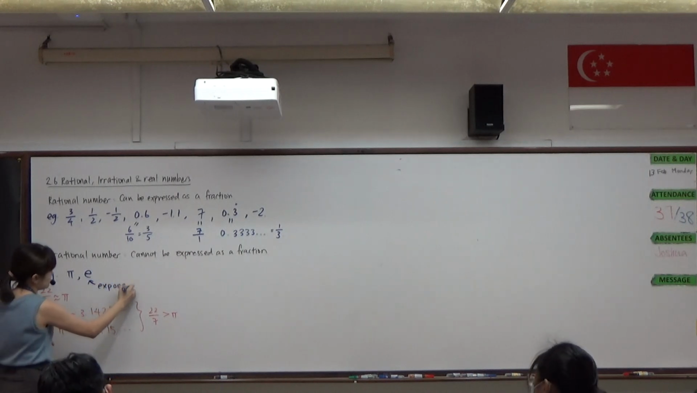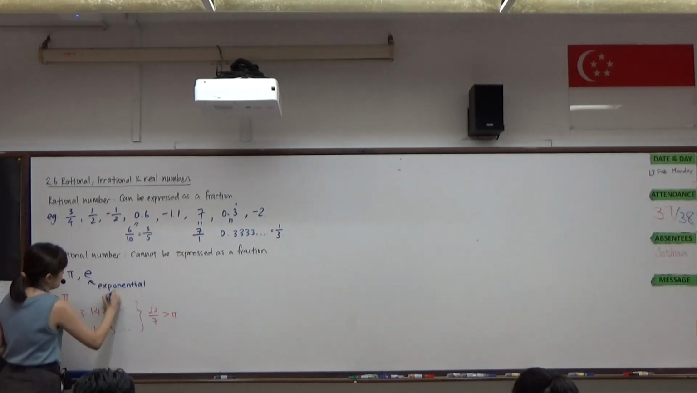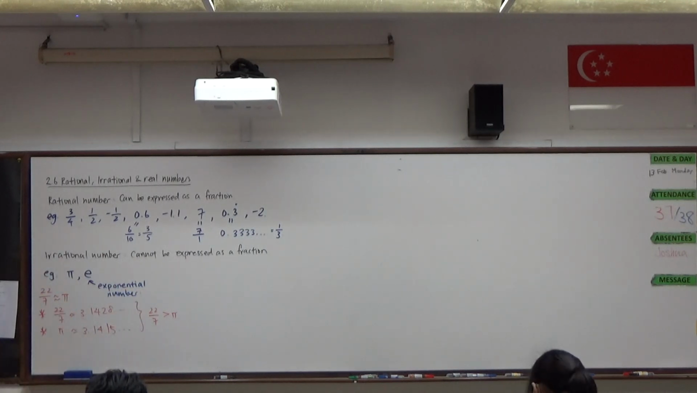Okay, 2 point something. So that's why later on when we do algebra, we rarely use e to represent an unknown, because e itself in our number system is a number.